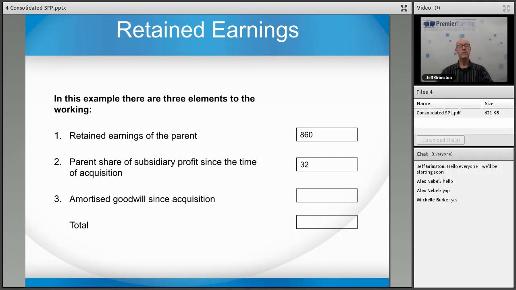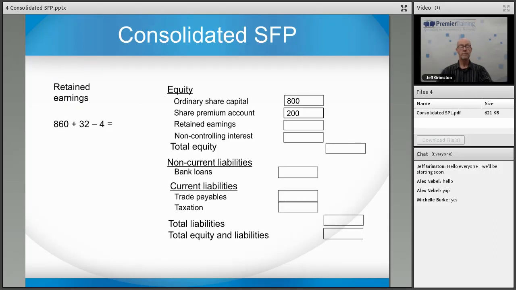In it goes, 32. Amortized goodwill, well, 40 was the goodwill. 10% of that, 1 year is 4, which gives us 860 plus 32 less 4, 888. So that's our next box filled.